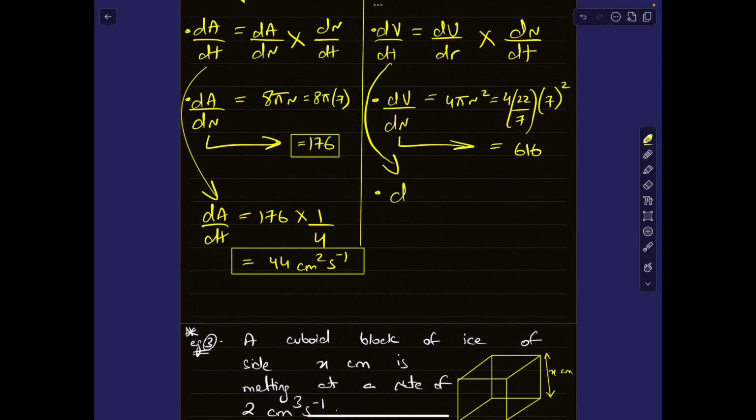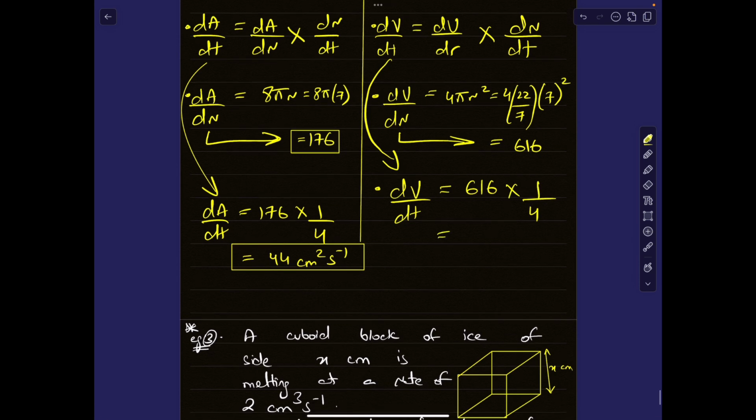Then use the chain rule simply. Using the chain rule, we have dV over dt is equals to, substitute the value 616 into 1/4, that is rate of change of radius, and we end up having 154. Volume is in centimeter cubes and it's per unit time, so it's s minus 1. And these two are our answers.